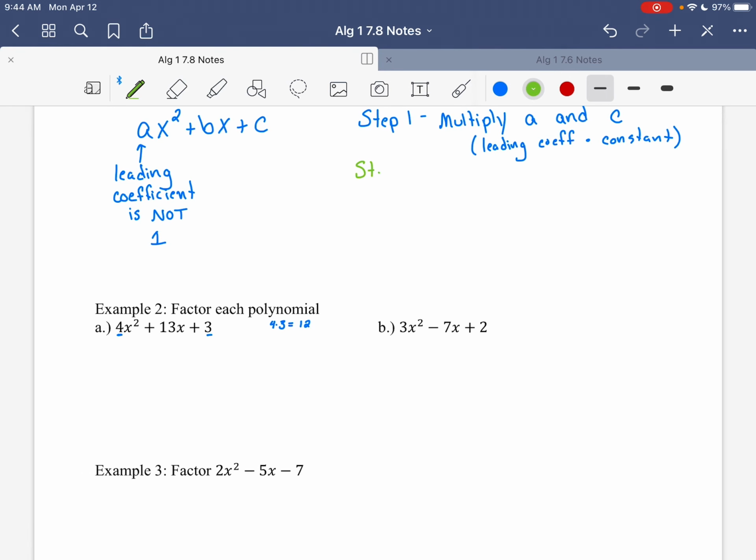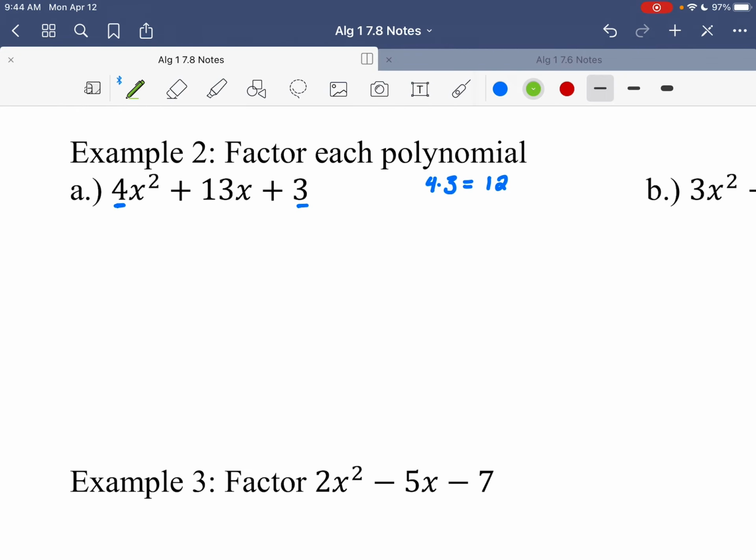Step 2, find 2 factors of A times C with a sum of B. Meaning, I want to look for 2 numbers that multiply to give me 12, that add to give me 13. The 13 comes from the middle term. So we want to list factors of 12. We've got 1 and 12. Oh, I think we found it. 1 plus 12 is 13.